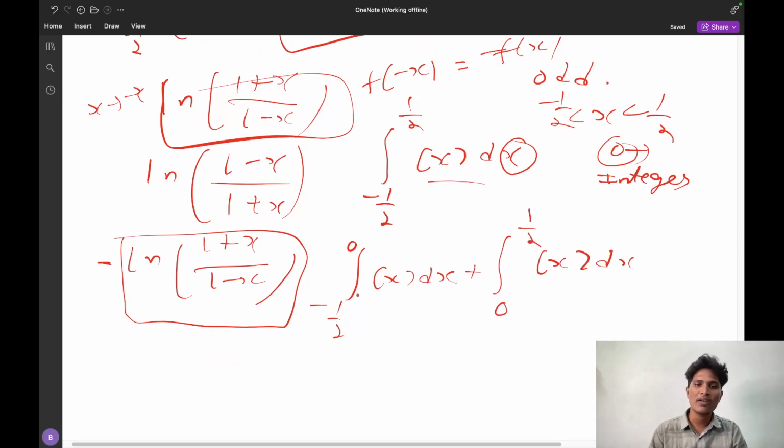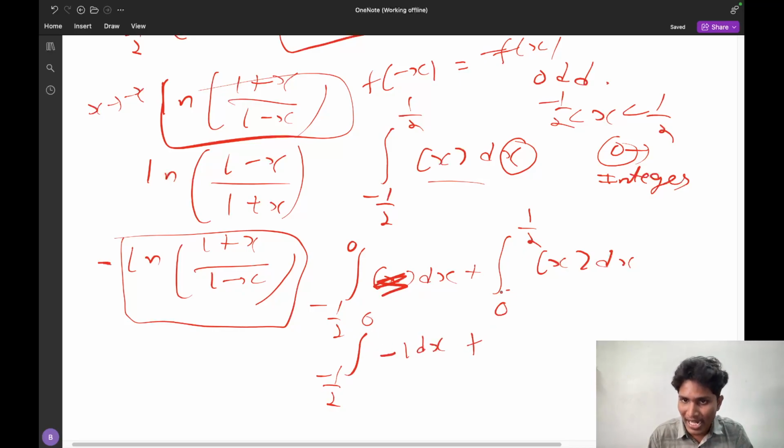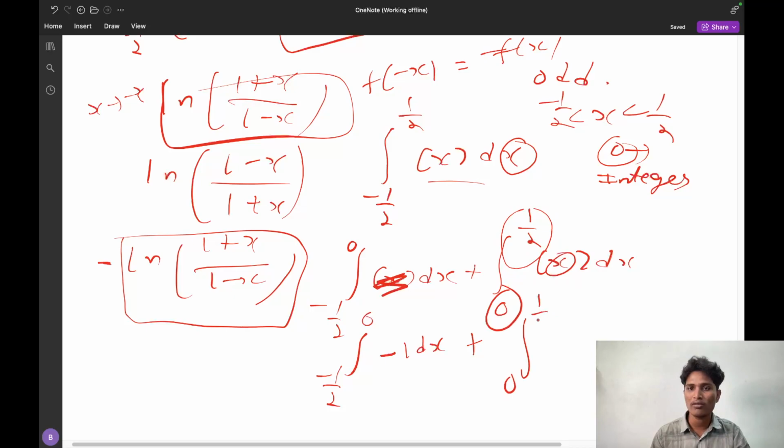And if you observe carefully, if I take any value between minus 1 by 2 to 0, that is minus 0.5 to 0, the step x will be minus 1. So what I will get is minus 1 dx. But if I take any value between 0 to 0.5, that is 1 by 2, I will get 0 dx. That is the integral from 0 to 1 by 2 of 0 dx. So this entire part will be cancelled.